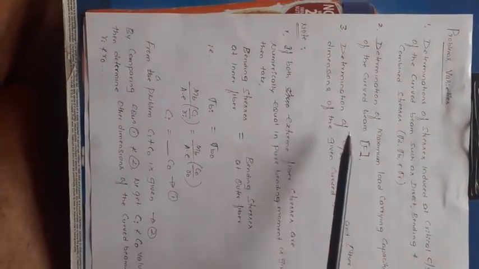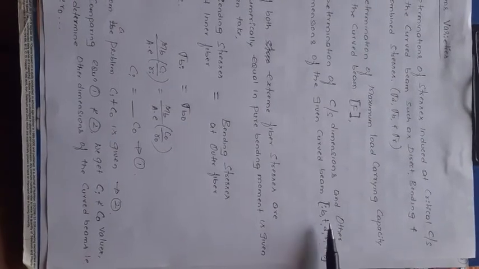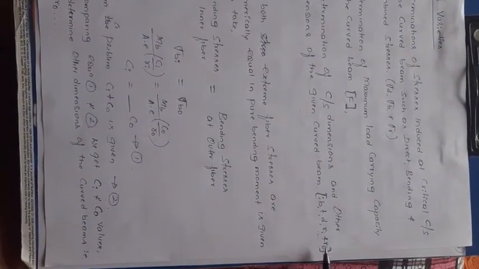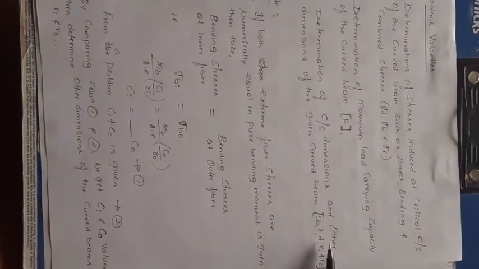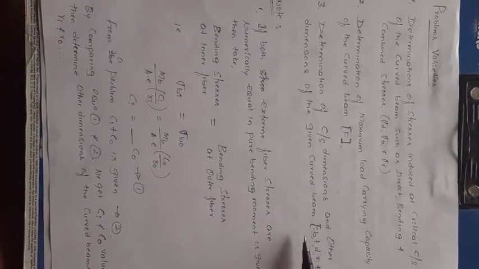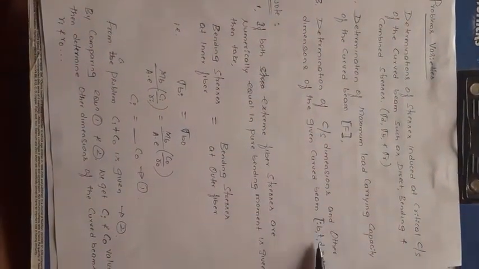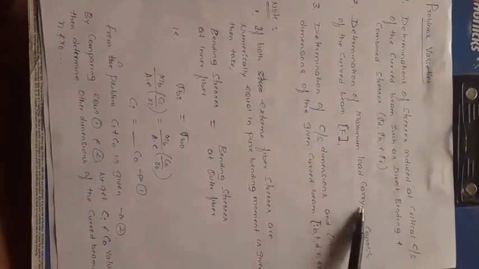The third variety of problem is determination of the cross-sectional dimensions and other dimensions of the given curved beams, for a given type of cross-section, such as breadth, thickness, diameter, inner and outer radius. If you determine the inner and outer radius or diameters, which dimension will you consider, the smaller or larger? For a safe design, the dimension should be the larger value. Now these are three varieties of problem.